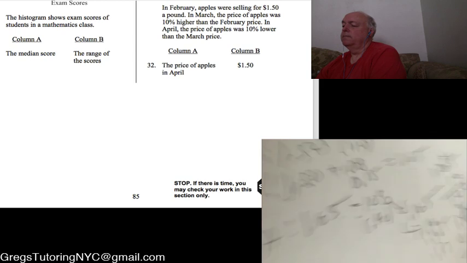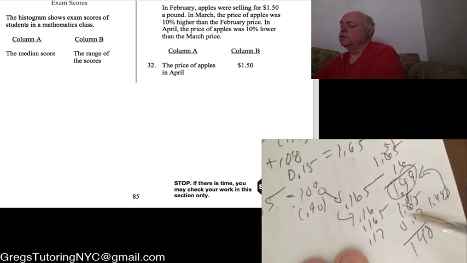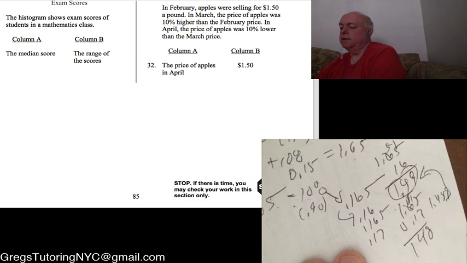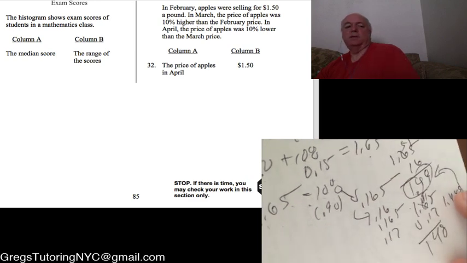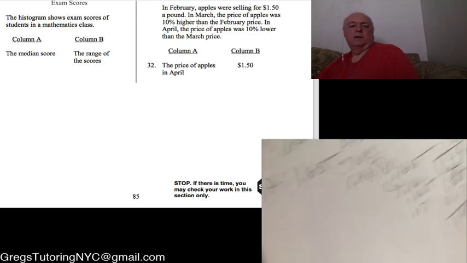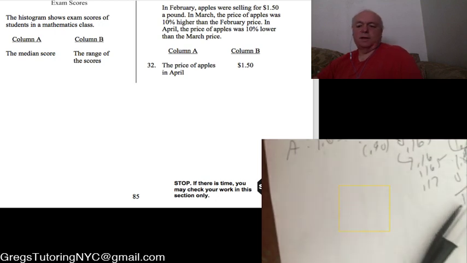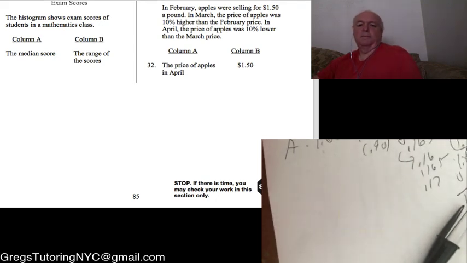All right, so we see it's less than $1.50. There's no way it's going to be greater than $1.50. So the answer should be B. B should be the greater one. Right? What question number was that? Where are we? That's 32.